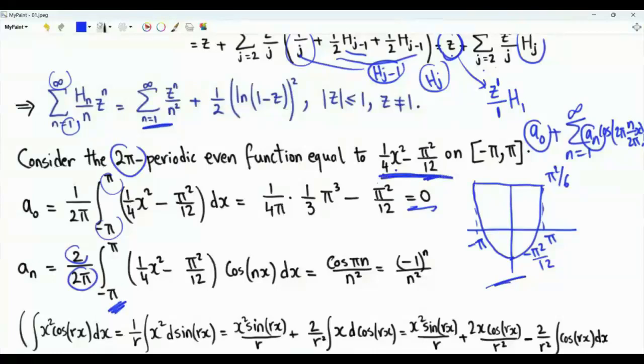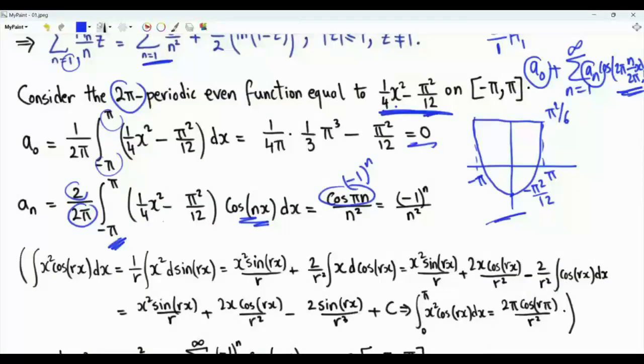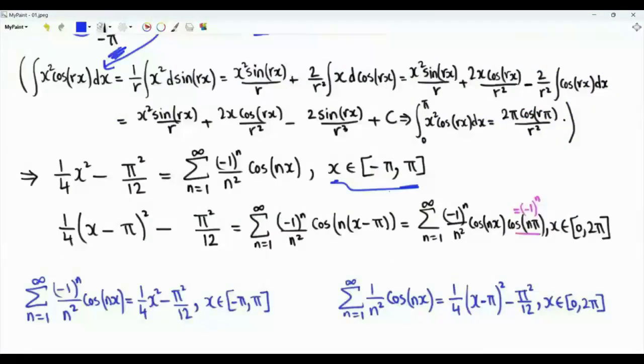Then we integrate over the period the function times cosine nx. If we carry out this integration, it gives us cosine n pi, which is minus 1 to the power n, divided by n squared. The integral can be carried out via integration by parts as written here. When x is from minus pi to pi, our function f of x, 1/4 x squared minus pi squared over 12, is given by a0, which is 0 in our case, plus the summation n from 1 to infinity, an times cosine nx.